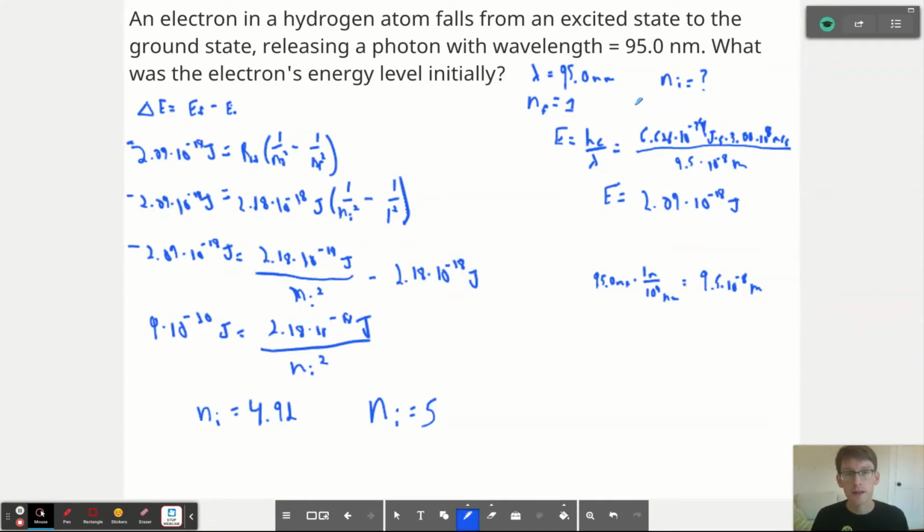Similarly, if you had something in the visible spectrum, you would know that you're probably dropping down to the n equals 2 state. And if you were in the IR range, which can be a bit tricky because it goes up quite a ways, but oftentimes that would mean that the energy gap ends in n equals 3. So just something to keep in mind. It's a good way to check your work.